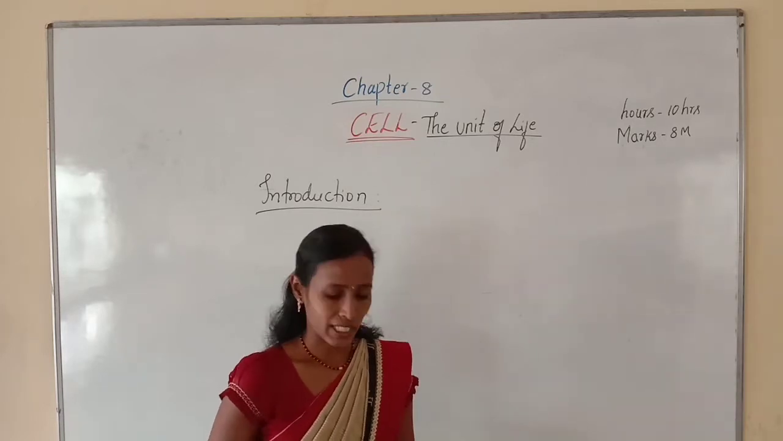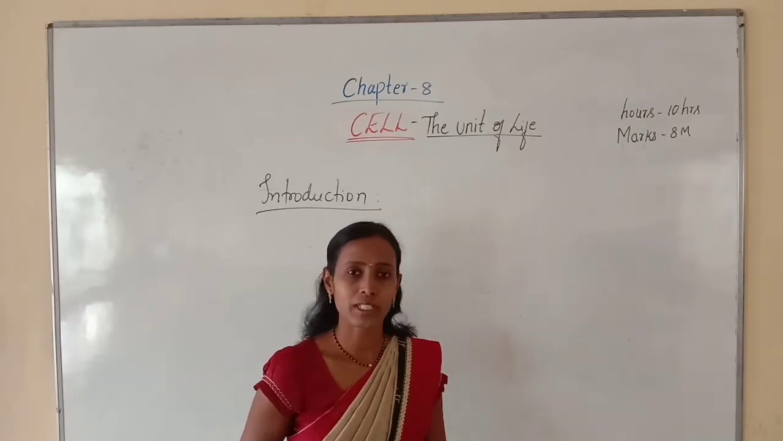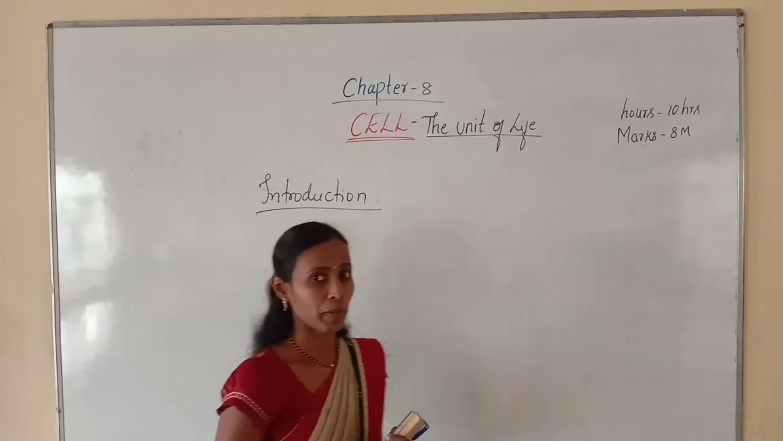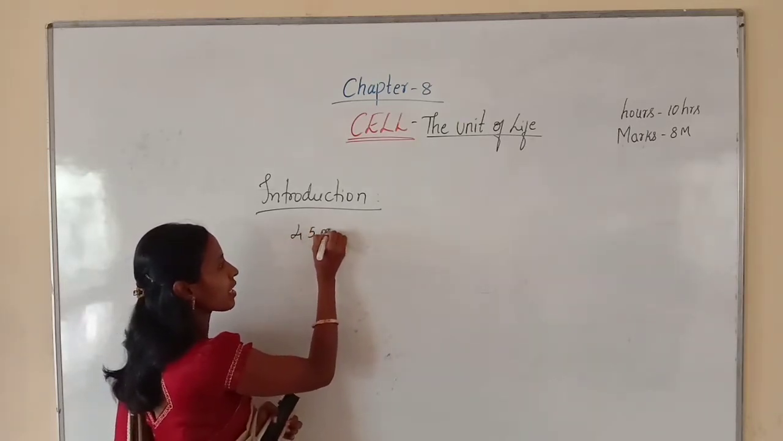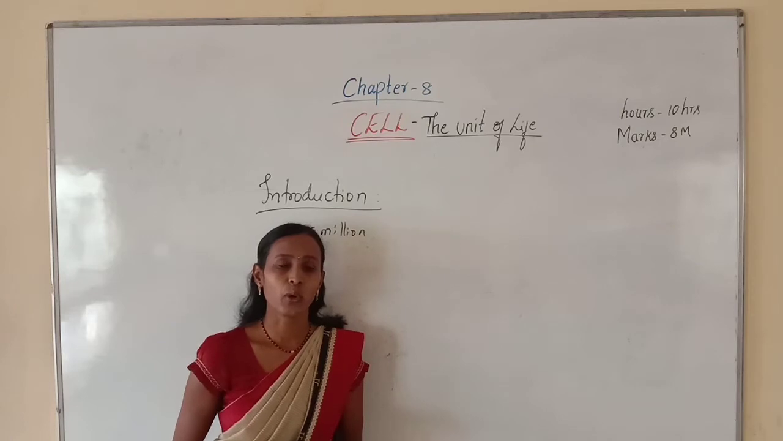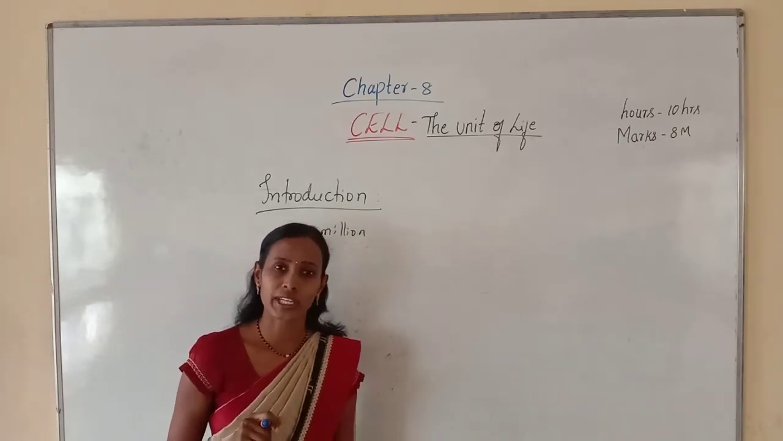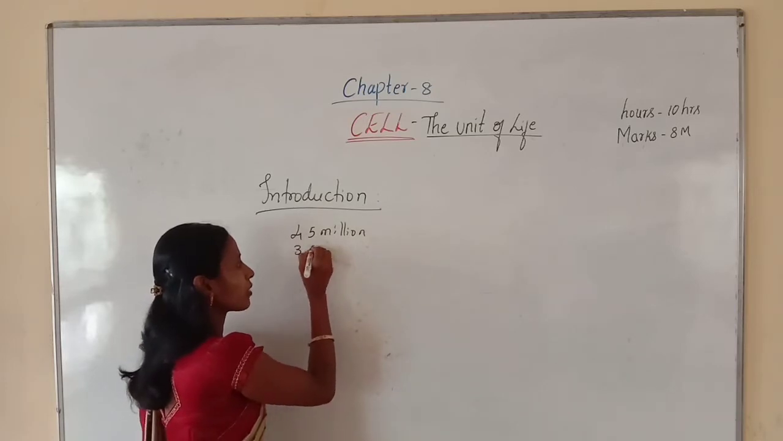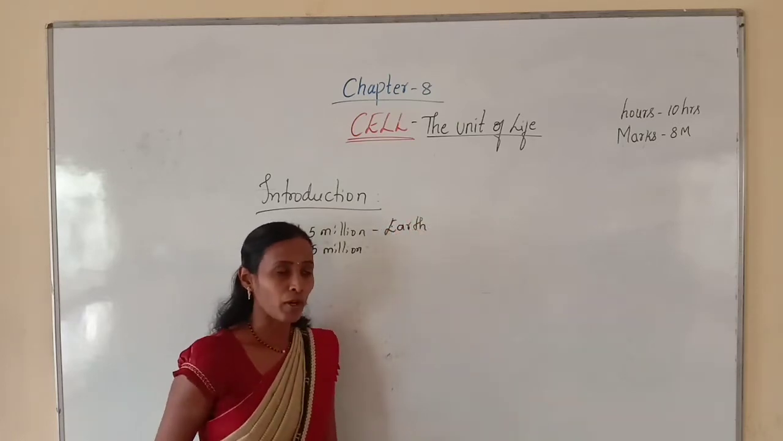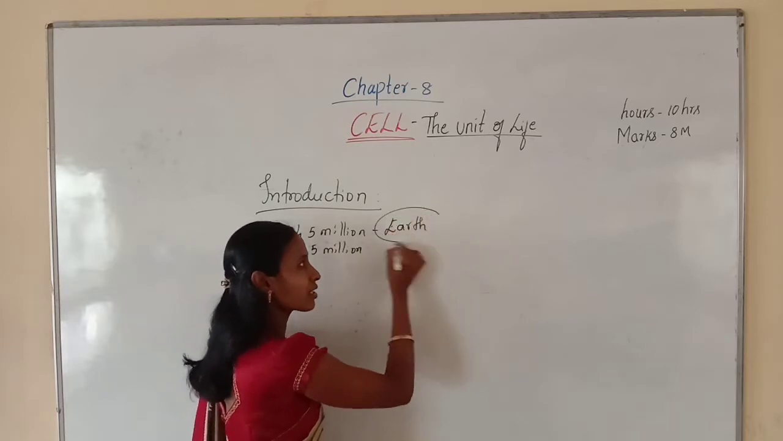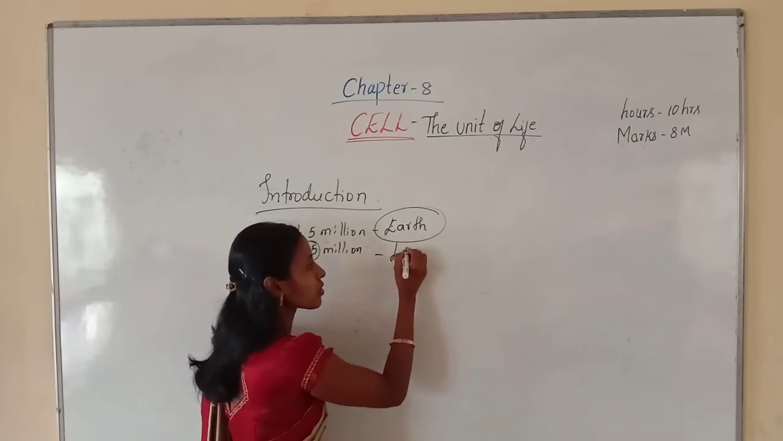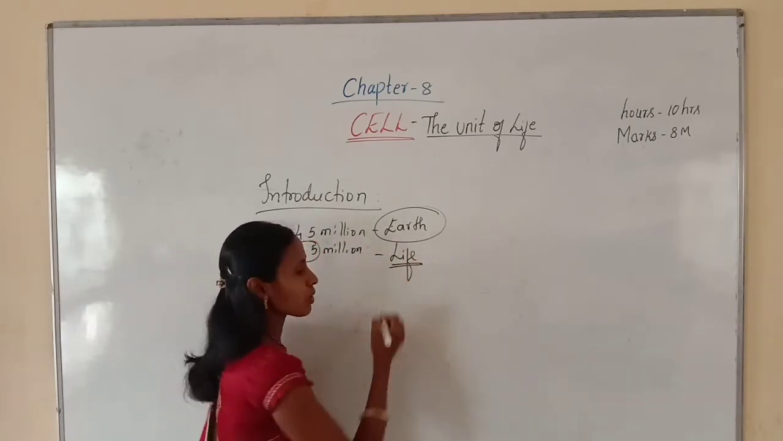Already you know that in the previous class, while explaining the previous chapter, I told you about the earth formation. So during the evolution, the earth formation takes place around 4.5 million years ago, isn't it? So the earth formation takes place around 4.5 million years ago. Later, the first life originated on the earth about 3.5 million years ago. So it is the earth formation about 4.5 million years ago, and later 3.5 million years ago, the first life originated on the earth. So this is very important.